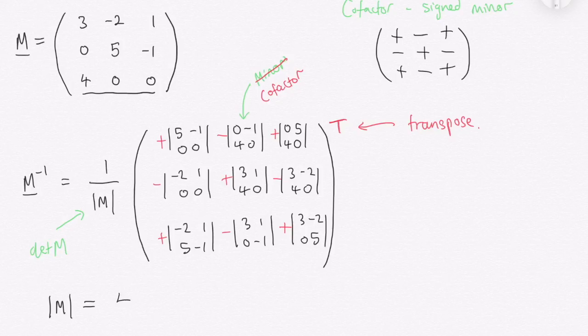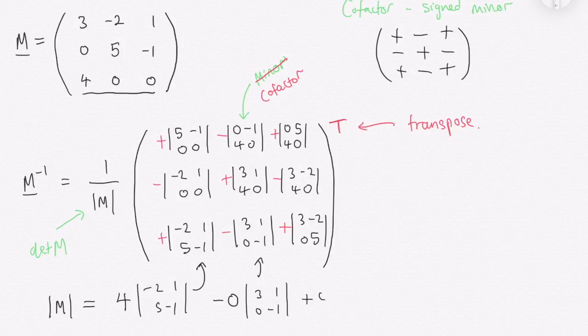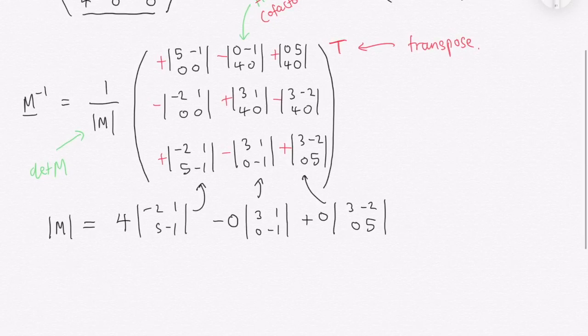Well, this is going to be 4 multiplied by the cofactor corresponding to 4. So we know that that cofactor is -2, 1, 5, -1. Notice that is just this cofactor here. And then -0 multiplied by this minor, so 3, 1, 0, -1, and then 0 multiplied by this cofactor, so 3, -2, 0, 5. And then calculating that, we know that both those second two are 0, so this is 4 lots of -2 times -1 is 2, subtract 5, so that is -12.